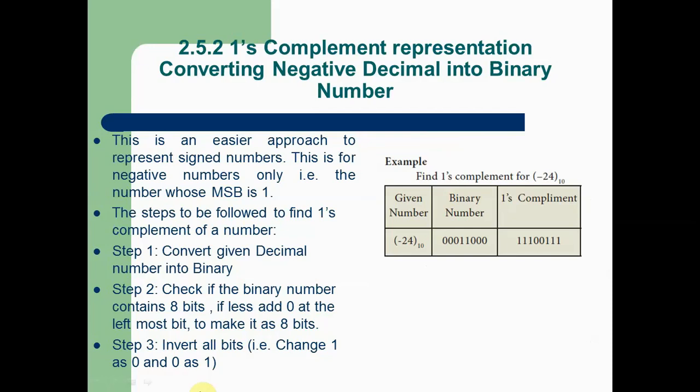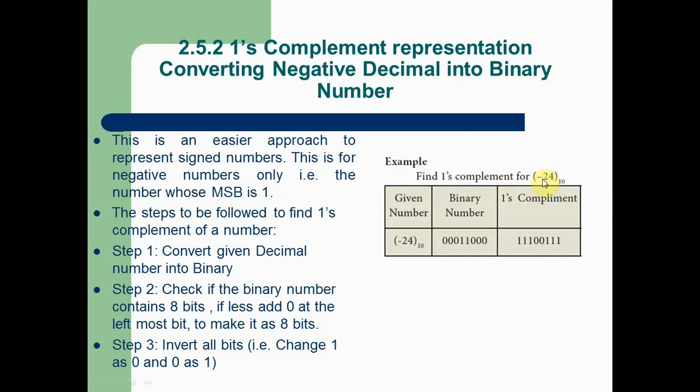Here we are going to discuss how to convert a negative decimal number into a binary number. This is an easier approach to represent signed numbers. This is for negative numbers only, that is, numbers whose MSB is 1. The first step is to convert the given decimal number into binary. For example, if your given number is minus 24, consider 24 as a positive number and convert it into binary, either using method 1, repeated division by 2, or method 2, sum of powers of 2, which we already discussed.